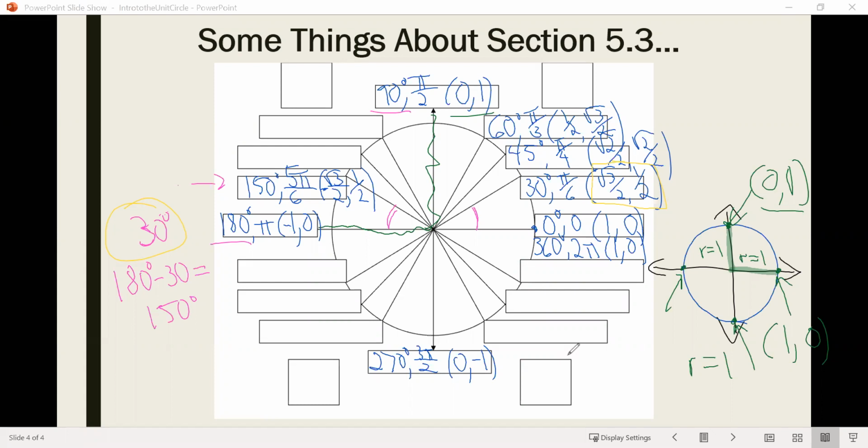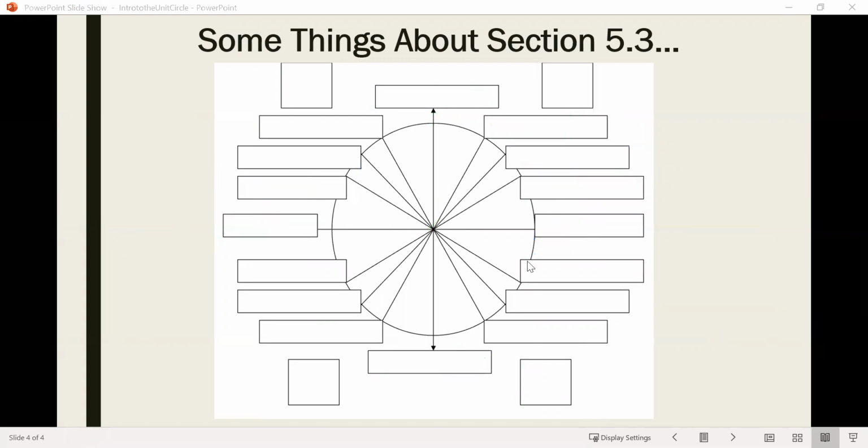Now you can go through and fill in all the other angles in the unit circle using a similar process. And I would highly suggest that you take the time to do that for yourself so you can see how the unit circle is built. All right, so I'm going to leave that there for now. Leave that for you to do. And once you've got it done, then there's actually some places where you can check your work.